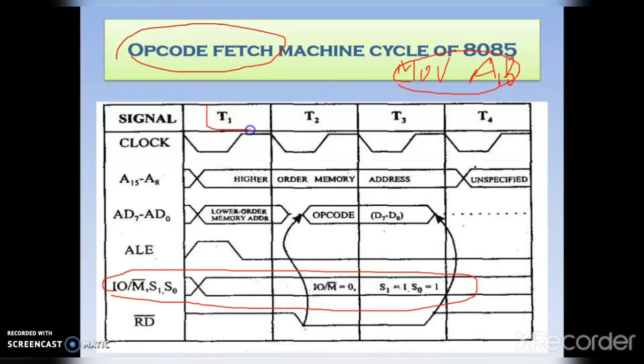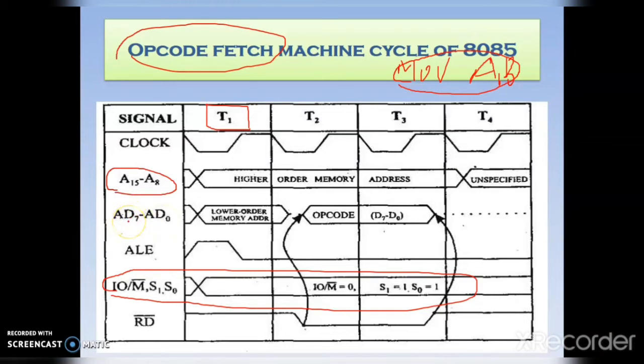Let me explain this graphical representation one by one, starting with state T1. In state T1, the 8085 microprocessor places the contents of the program counter on the address bus. The higher order address of the program counter is placed on the address lines A15 to A8, and the lower order address is placed on the lower order address and data lines.